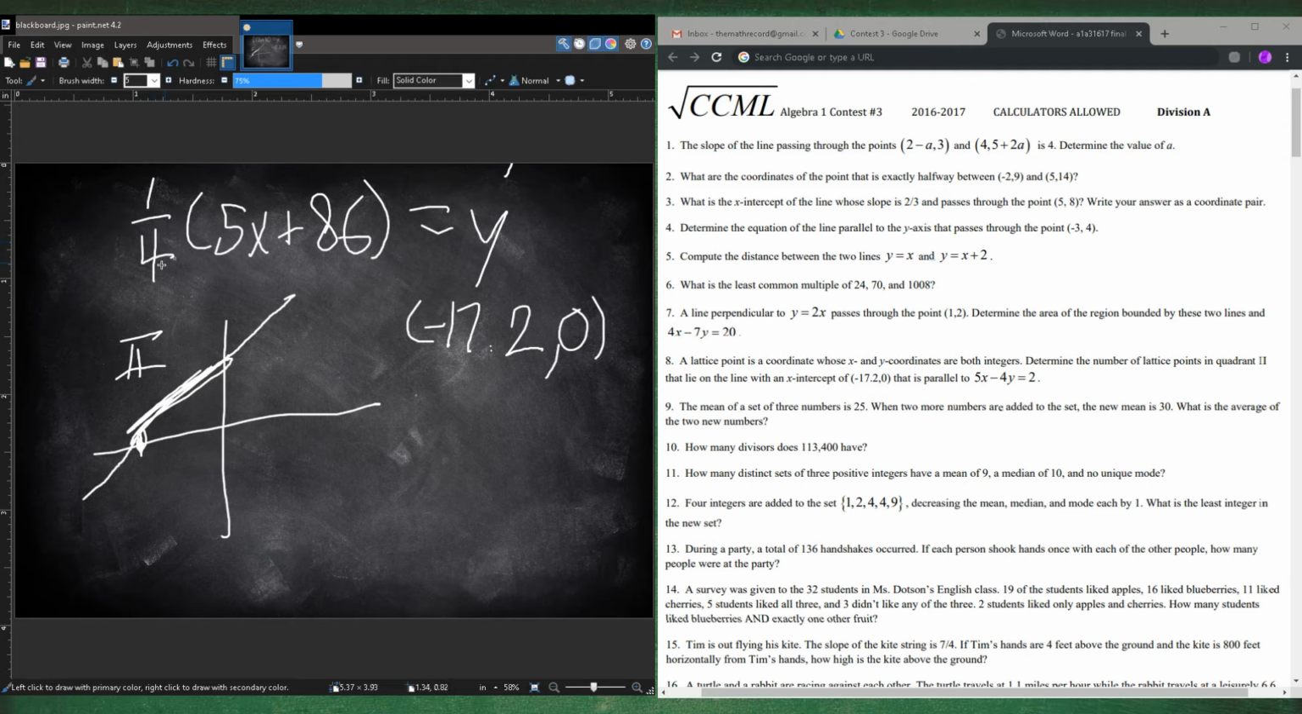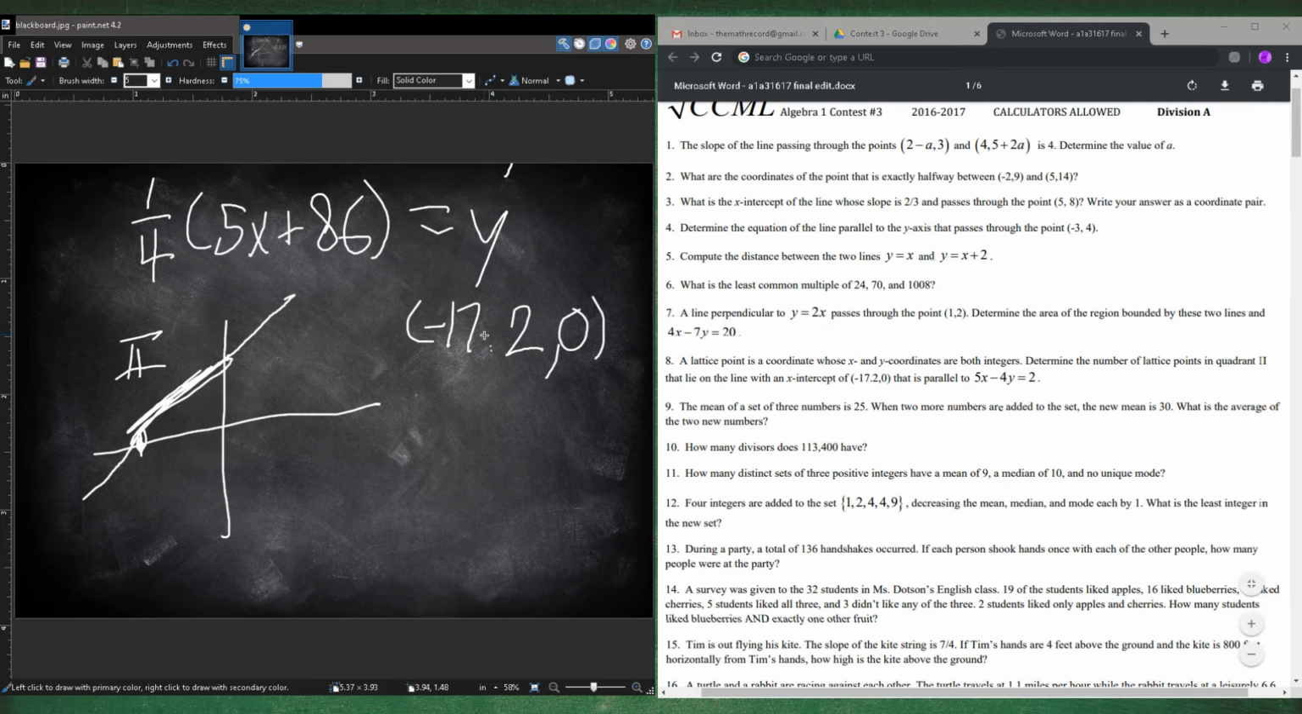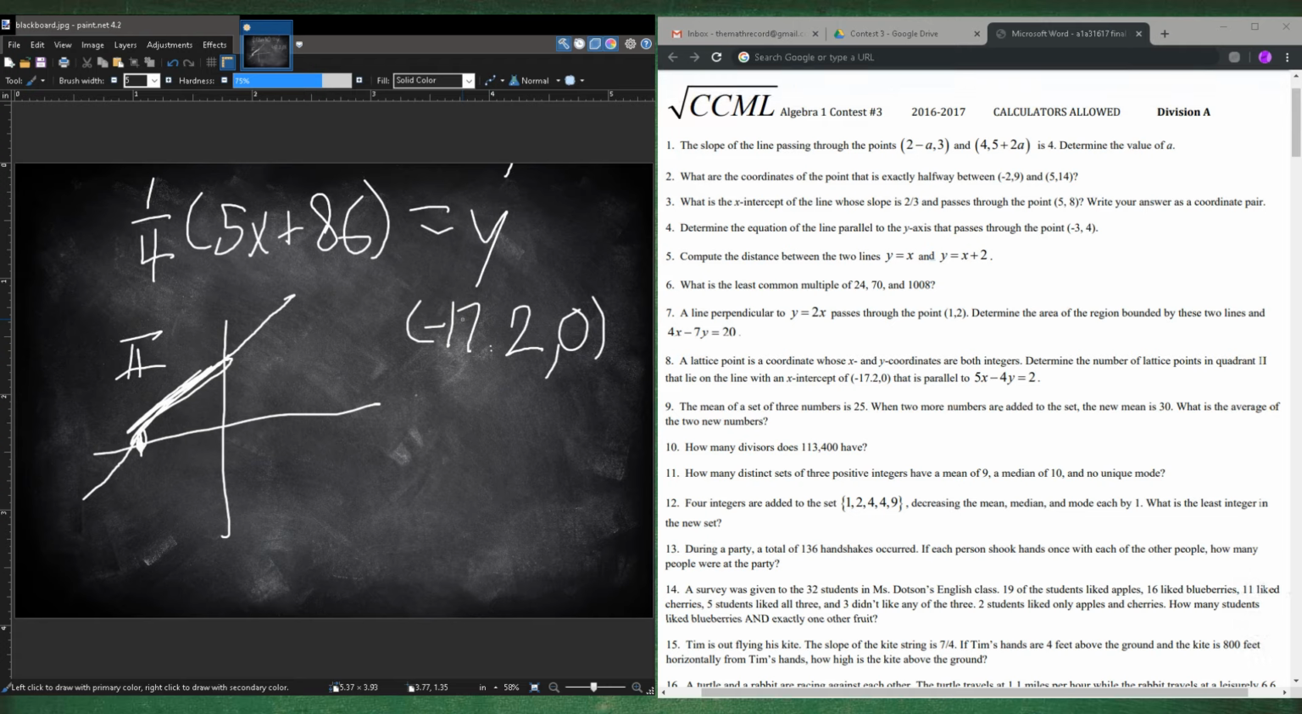So if this is divisible by 4, then technically y will also be an integer. So basically we just need to find integers. The integer higher than 17.2 is negative 17. So we could just start plugging in values and see which ones work.